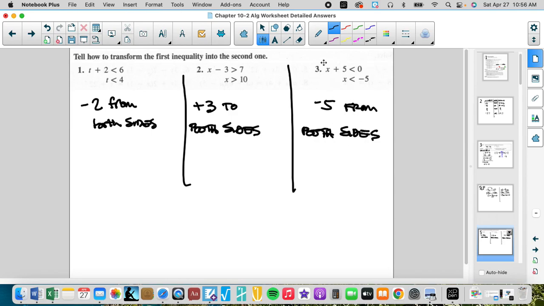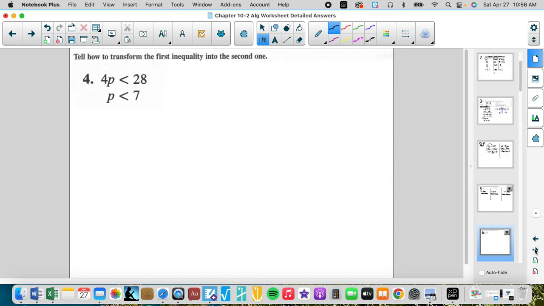Observing, understanding: how do we isolate, how do we get x by itself? We're going to subtract 5. Tell how to transform the first inequality into the second one. What are we going to do? We're going to multiply it. So what gets rid of a 4? Well, that 4 is being multiplied, so we can't subtract 4, because 4p and subtracting 4, those are unlike. So that doesn't work. No.